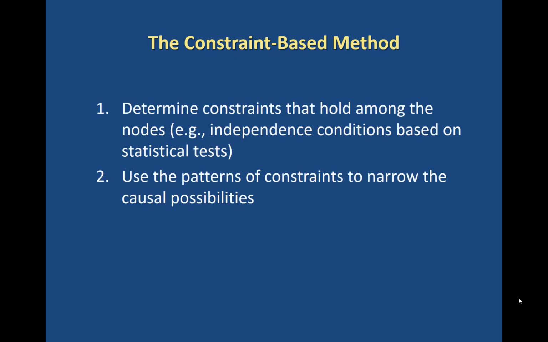The constraint-based method can be summarized in two steps. The first one is to determine the constraints that are holding among the nodes that are being measured. And we're going to focus on independence conditions, which may be obtained by doing, for example, a chi-square test to find that two variables are independent given conditioning on another set of variables. The second step is to use those patterns of constraints to narrow the causal possibilities that are consistent with them.